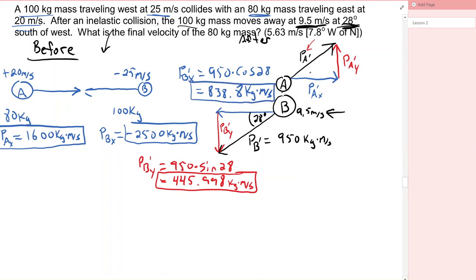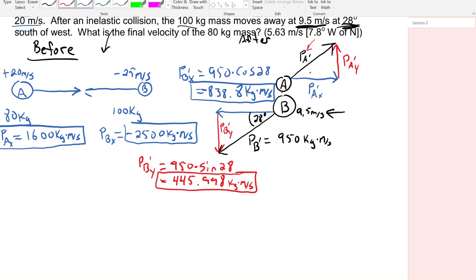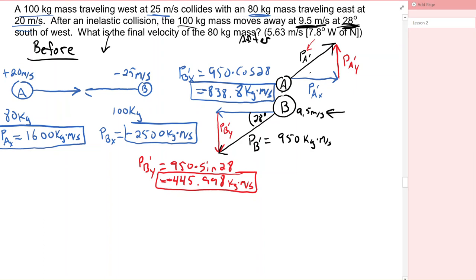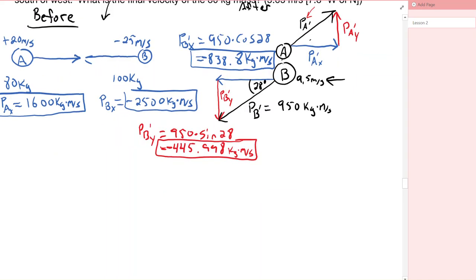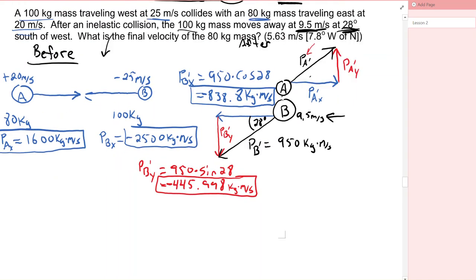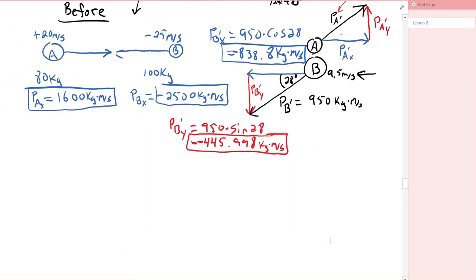And then the other thing that I didn't do here, maybe you picked it up, which way are my arrows going? I need to be the one to attach a negative or positive to these, right? So this is going to have to be negative 838.8. And the last one there should have been negative 445.998. Okay. All right. So there's that. And now that we've got that, we're half done.